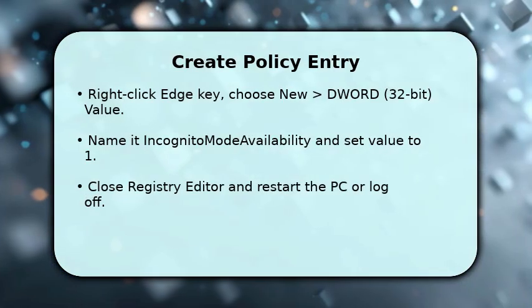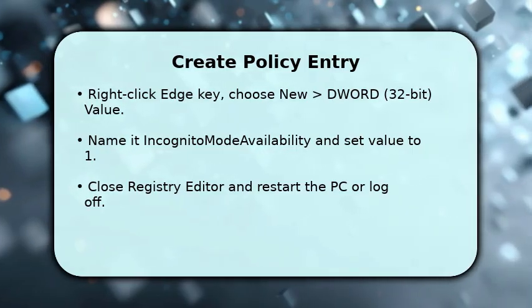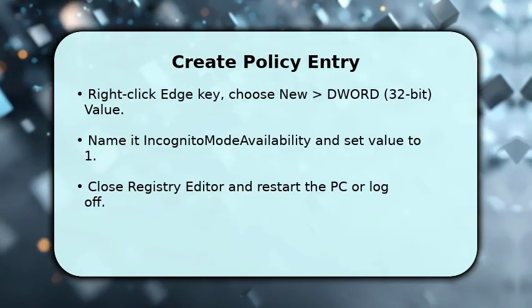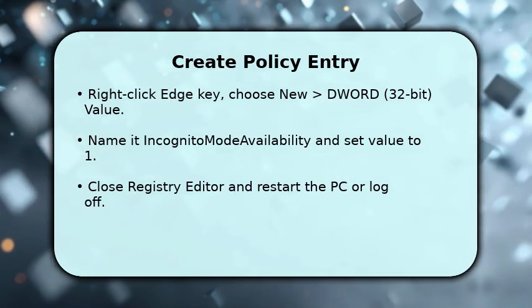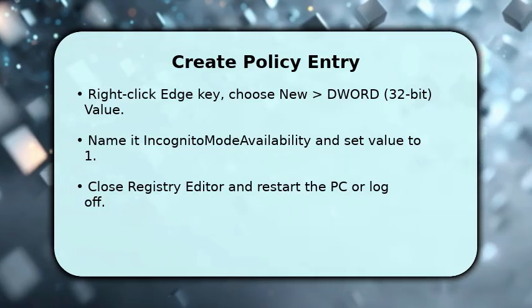You now create the policy entry to disable in private. Right-click the Edge key, pick New, then DWORD 32-bit value. Name that value Incognito mode availability exactly as written, because spelling matters. Double-click it and enter 1 to turn off in private. 0 or deletion keeps it enabled.